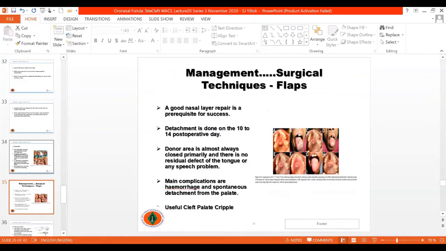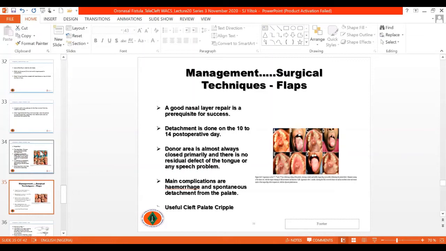And usually, a good nasal layer repair is a prerequisite for the success of it. Usually, there is very little or no donor side mobility. The main complication is usually hemorrhage and sometimes spontaneous detachment. But if it's well anchored, one will expect less of that problem.